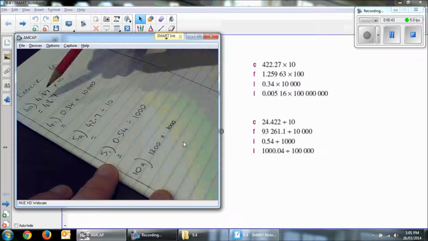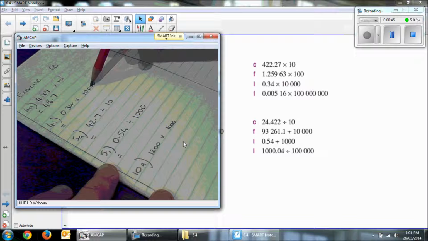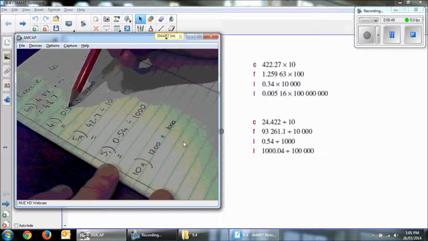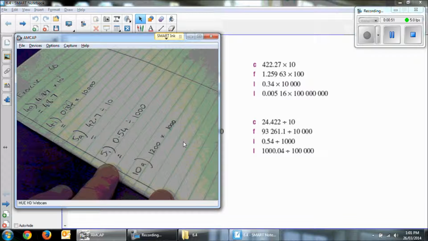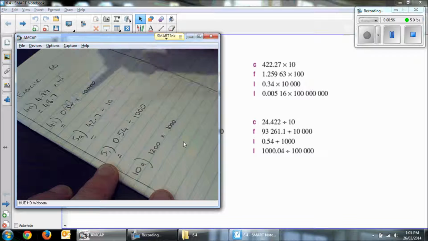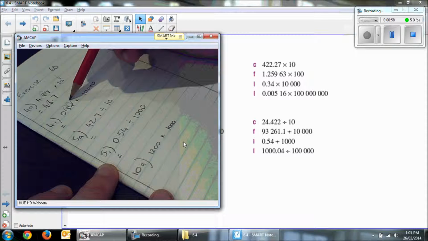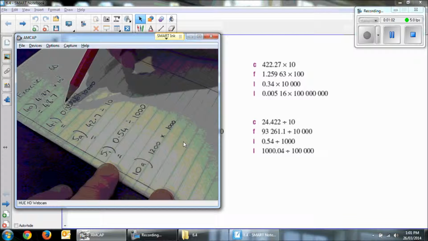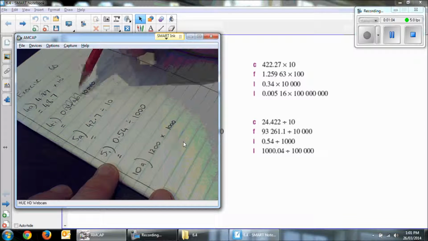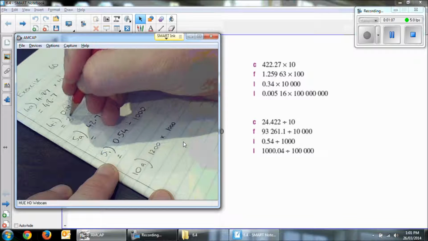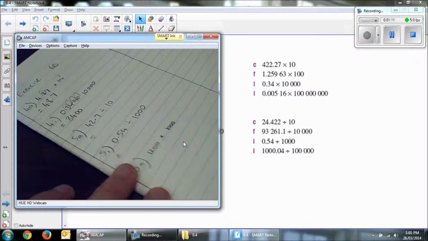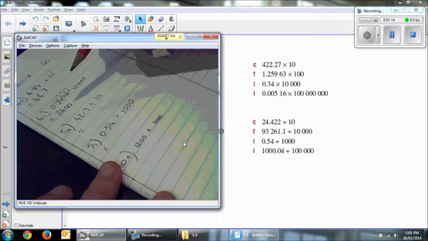So this is 4i. Now we have 1, 2, 3, 4 zeros, so we need to move 4 times. So 1, 2, hang on, what's going on here? There's no more digits. That doesn't matter, we just continue to move it. Okay, we'll put a 0 in there, and we'll put a 0 in there. So that's 1, 2, 3, 4. So our answer now becomes 3,400.